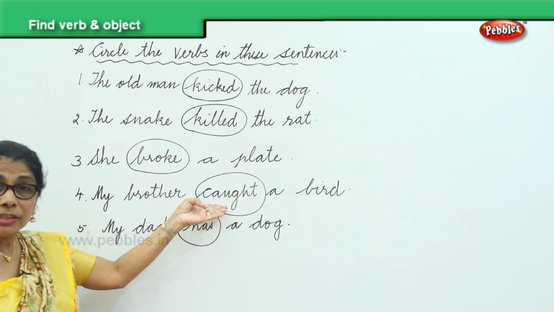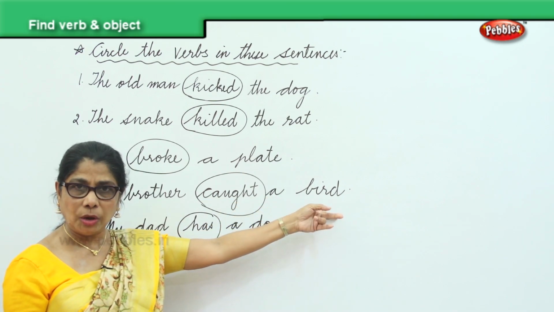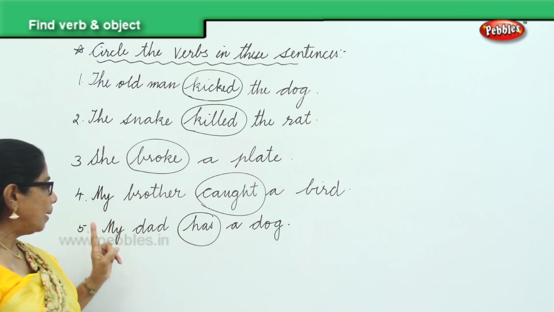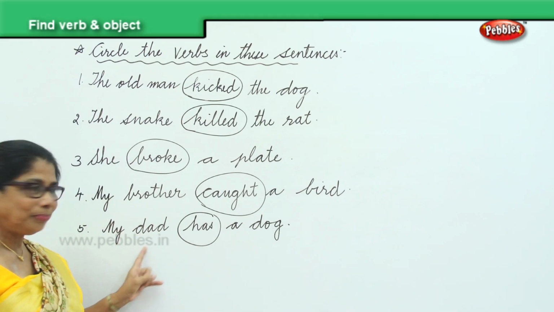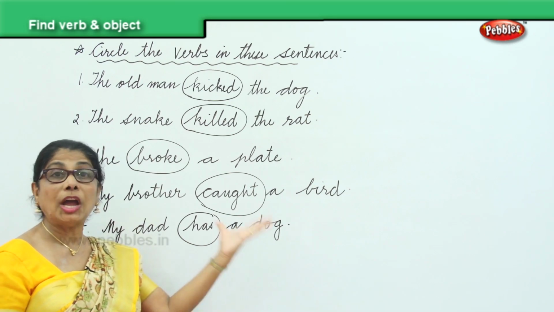Caught is the verb. What did he catch? He caught a bird. So that is the object. Subject, verb, object. And here, my dad is the subject. What does he have? He has. That's the verb. A dog is the object.